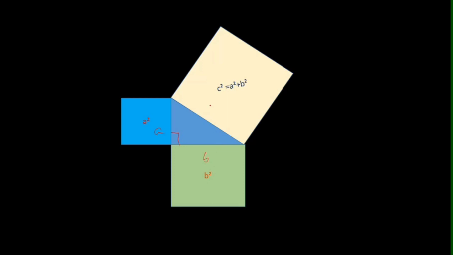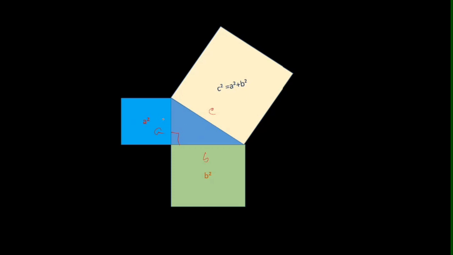Now, how did he prove the equation? This is a right angle triangle and this angle is the right angle. This side is A and this square area is A square, another side is B and this square area is B square, and this is the hypotenuse. The length of this hypotenuse is C and this area equals C square. We have to prove that C square equals A square plus B square.